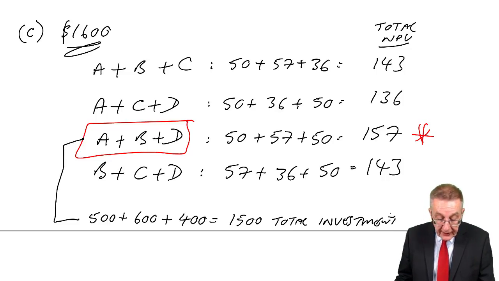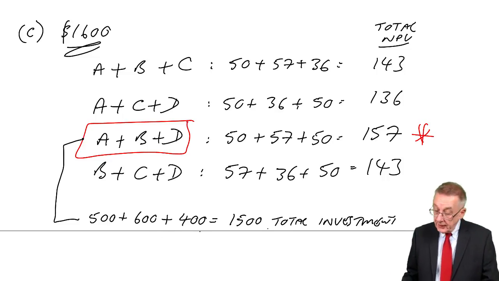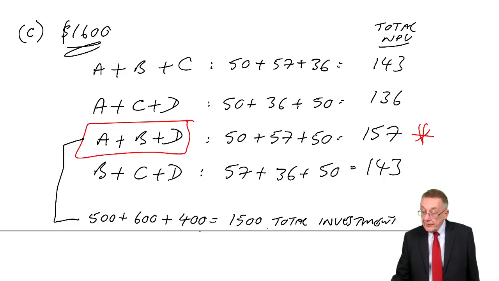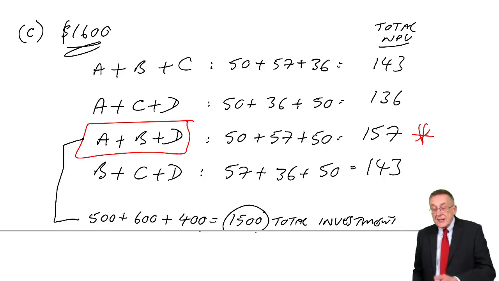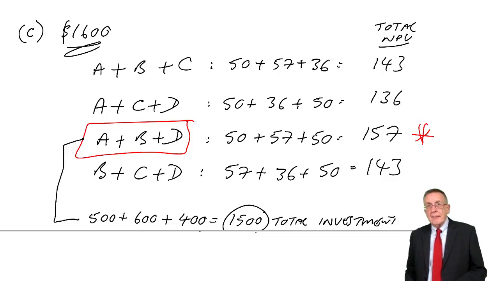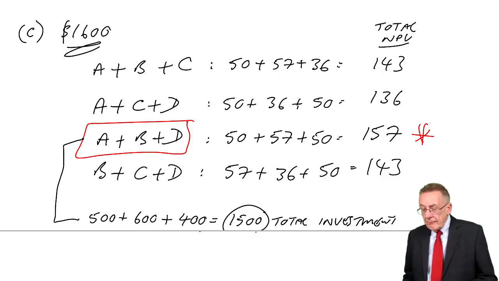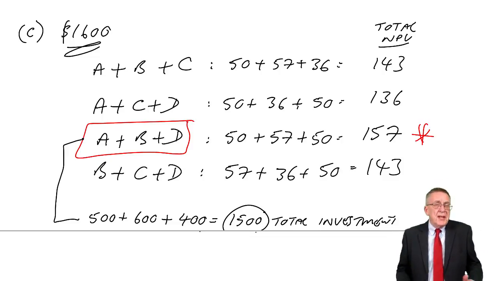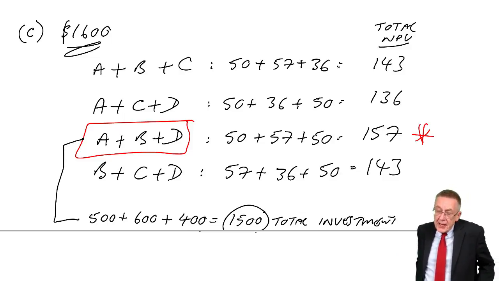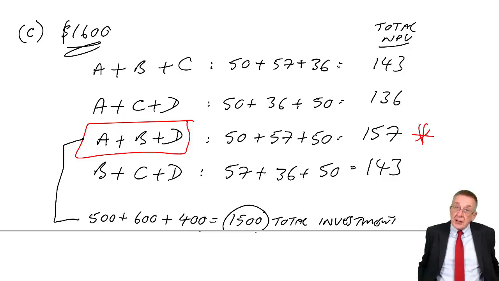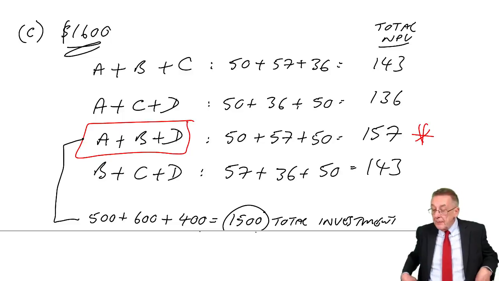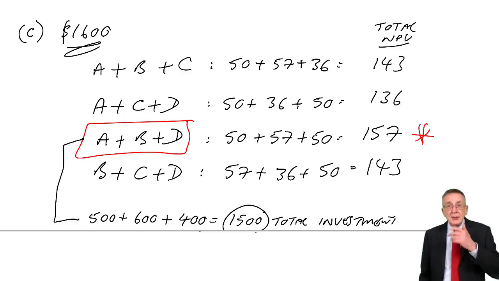I think I've got them right, 5, 6, 4, yes, a total of 1,500. We had 1,600 available. And some people say, well, what are we going to do with the other 100? We can't invest the other 100 in Project C because they're not infinitely divisible. But what's going to happen to the other 100?